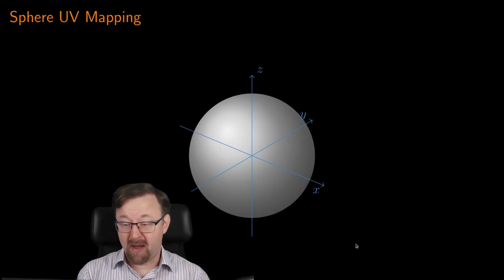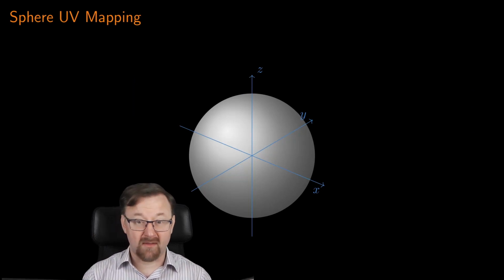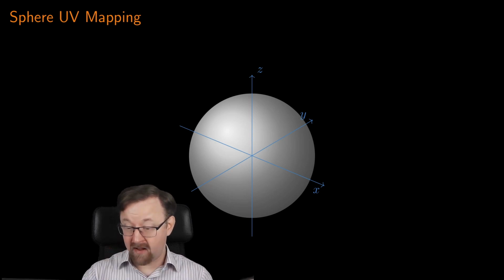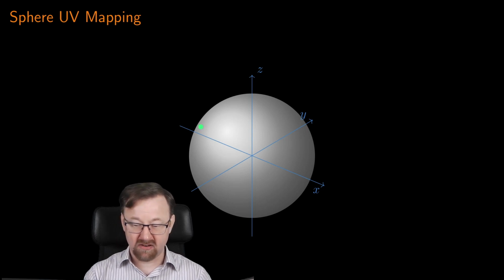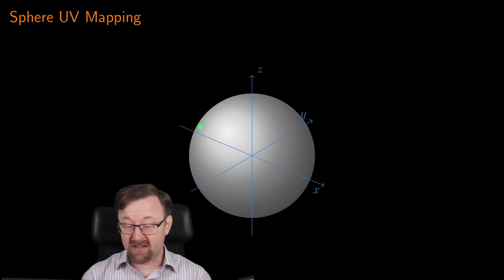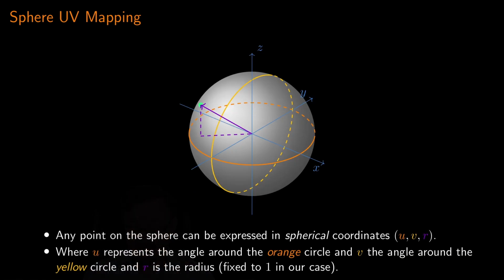For a spherical UV mapping, we start with something like this. We have a sphere defined about its local coordinate system, so it's defined at the origin there, I've called it XYZ space here, that doesn't matter too much. If we consider a point of intersection somewhere on that sphere, then we can describe that point in spherical coordinates, U, V and R, as I've called them here. So U represents the angle around the orange circle that you can see here, V the angle around the yellow circle that you see here, and R is the radius, which we assume is fixed at 1.